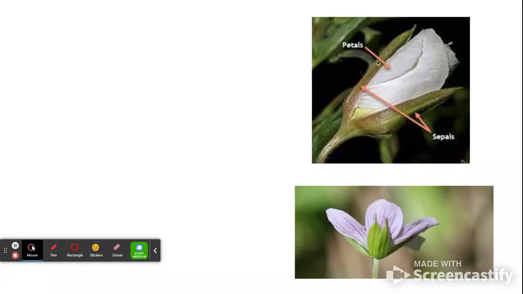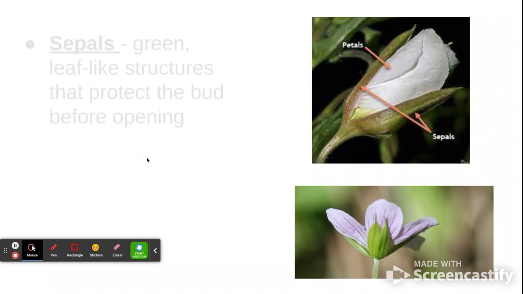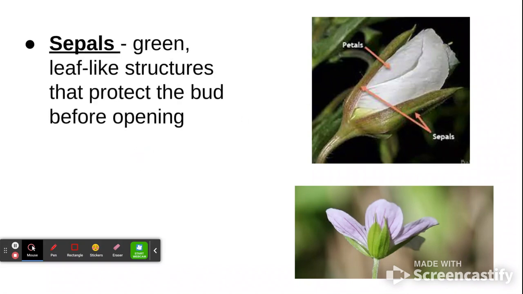So in that video, you saw some green stuff around the flower. Those green parts are going to be protecting the flower from like frost or from any damage before the flower actually opens up. And they have a name. They're called sepals. And they're leaf-like, they're like leaves, and their one job is to protect the bud, the flower, before it actually opens.